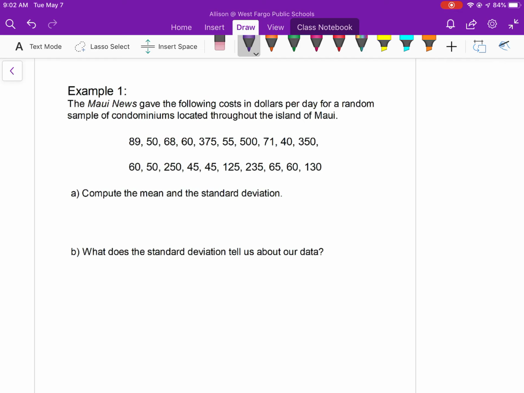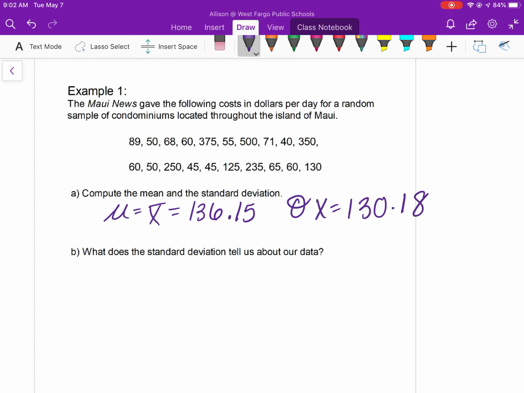So I went ahead and I put these data points in. The Maui News gave us the following cost in dollars per day for a random sample of condominiums located throughout the island of Maui. So I put these in my calculator under stat, and I ran the one variable statistics, and I got the average, the mu, or the x bar, to equal 136.15. And then I got the standard deviation of x to equal 130.18. So the standard deviation is 130, which is very far from 0. So this tells me that the cost of these condominiums are widely spread.